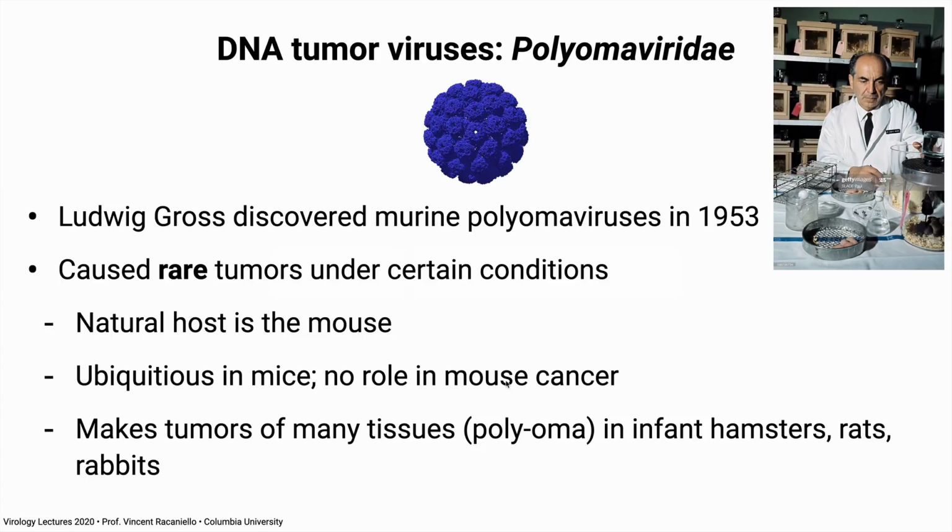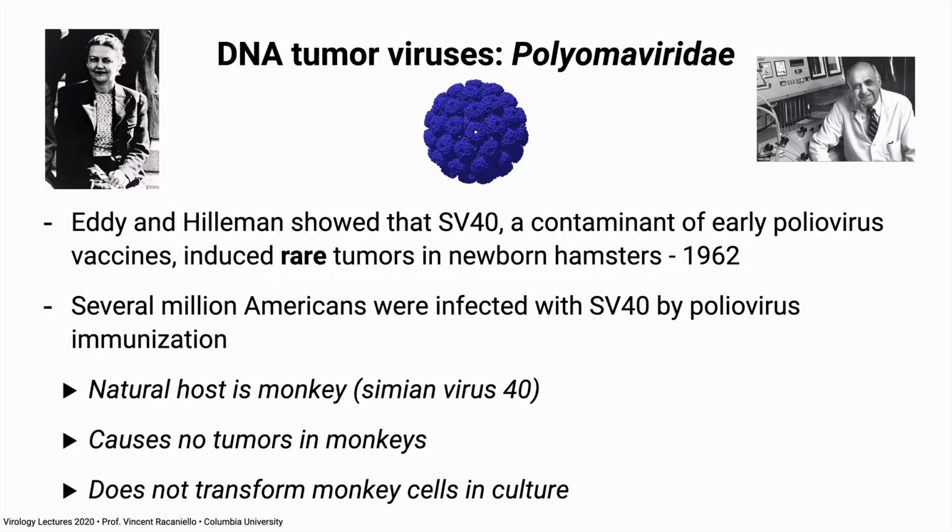They cause cancer in the wrong host. They make many tumors of many tissues. That's what polyoma means, many tumors, in hamsters, rats, and rabbits, but not in mice. So that's a very important point, the wrong host. Then we have SV40, another polyomavirus. Bernice Eddy and Maurice Hilleman discovered SV40 as a contaminant of the early poliovirus vaccine.